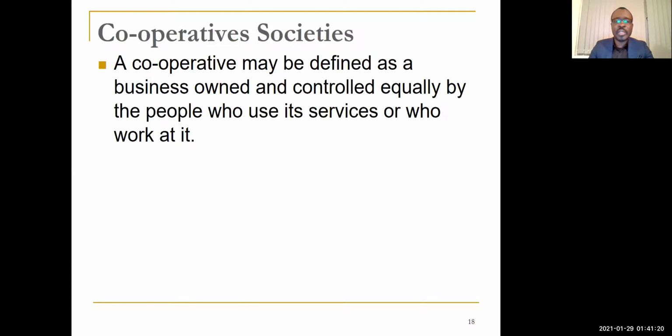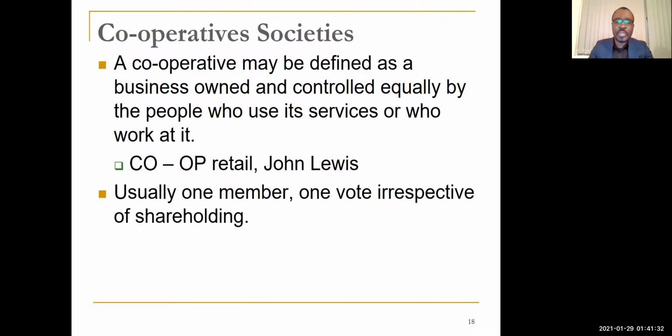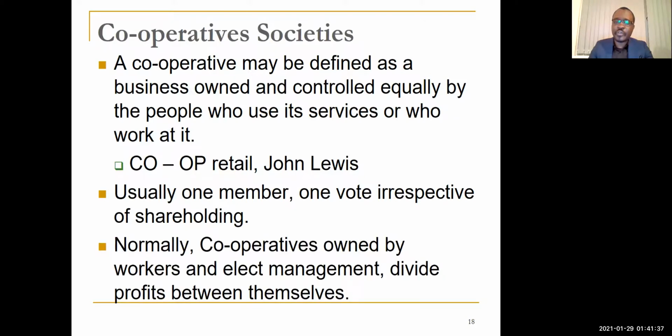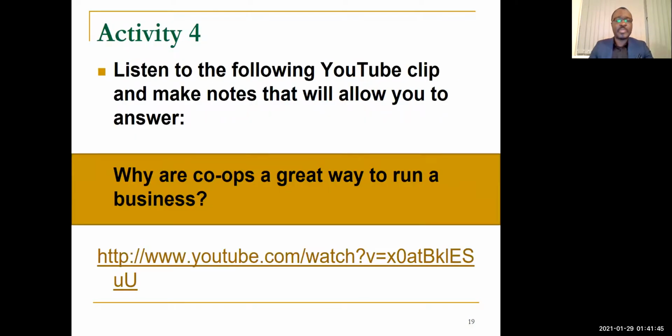There's also another type of business which is called a co-op. Okay, a cooperative is simply an organization owned and controlled equally by the people who use its services or who work at it. All right. So the Co-op, stock of John Lewis, is a co-op retail, right? And usually one member, one vote, irrespective of your shareholding. And these co-ops are owned by workers. They elect their management and they divide the profits among themselves at the end of the period.